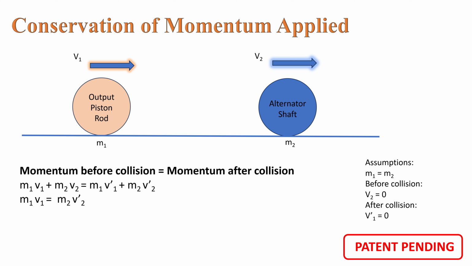For the first iteration, assuming that the mass of the output piston rod and the mass of the alternator shaft is equal, the alternator shaft can be spun with the same velocity of the input piston upon impact. Connecting the alternator to the battery will result in battery charging.